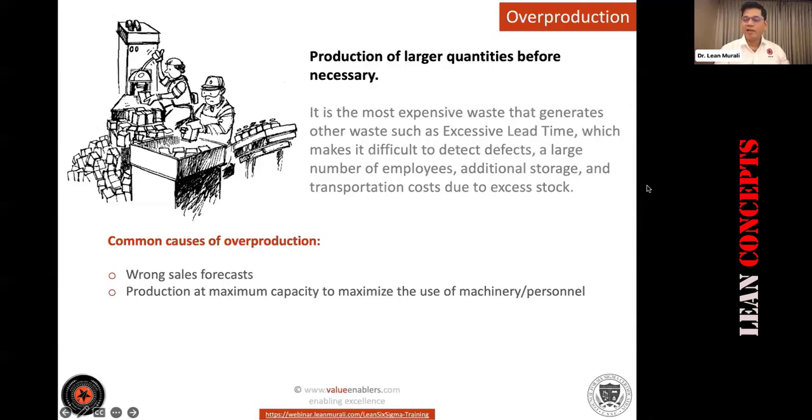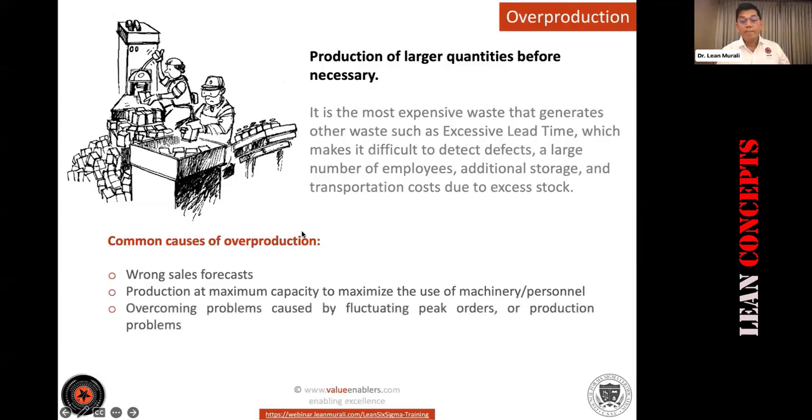Okay. How many of you can relate to what I'm saying? Type ICR in the chat box if you can relate to what I'm saying. Good. And overcoming the problems of fluctuating peak orders, like seasonal sales, right? Summertime, winter time, or Black Friday deals, etcetera. So you produce more for it.